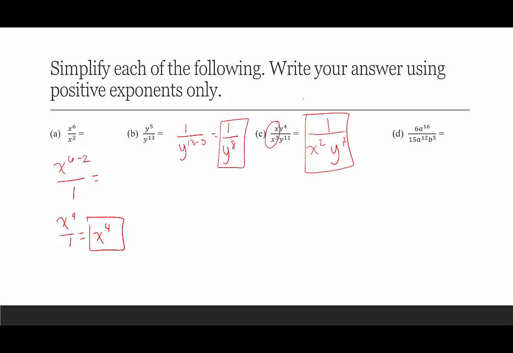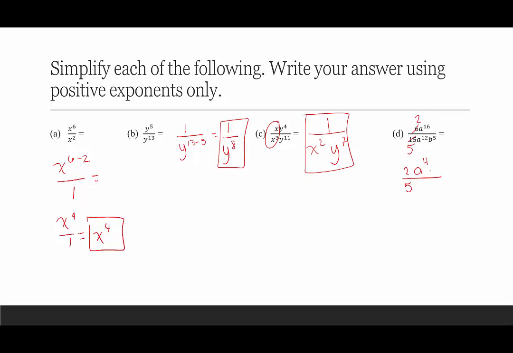And how about letter D? So letter D, we have, oh, how convenient, 6 over 15. What a coincidence. So 6 over 15, again, we simplify those like the numbers that they are. They both have a factor of 3, so this would become 2 over 5. So what we're dealing with here is going to be 2 over 5. Then we have 16 factors of a in the numerator, 12 in the denominator. There's more in the numerator. How many more?